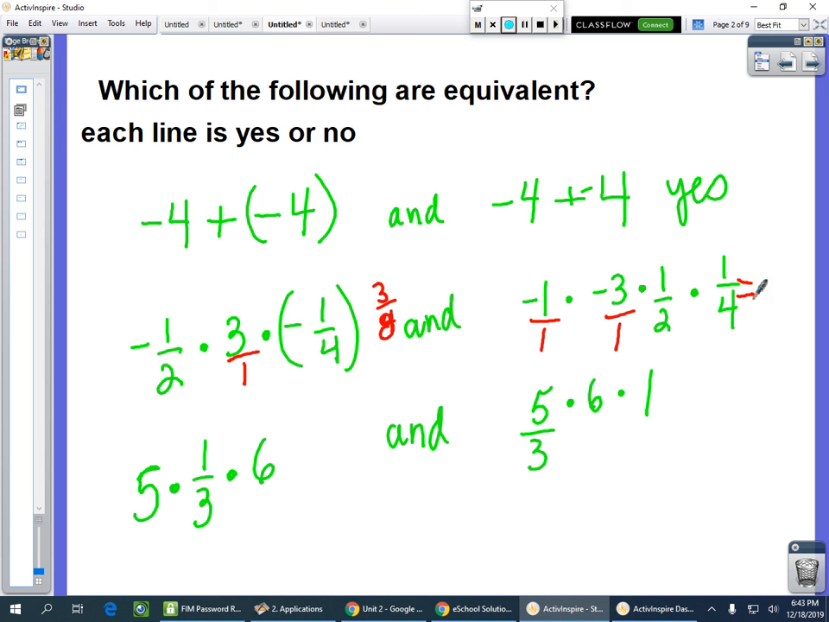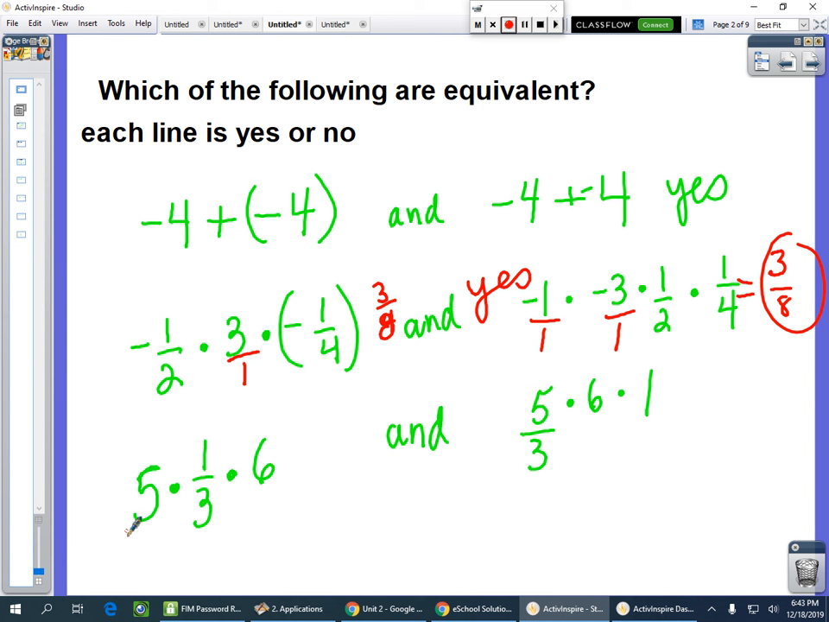So when you multiply these across, you get 1 times 3 times 1, you get positive 3. 1 times 1 times 2 times 4 is 8. So this is also, yes, these are equivalent because you both get 3/8.